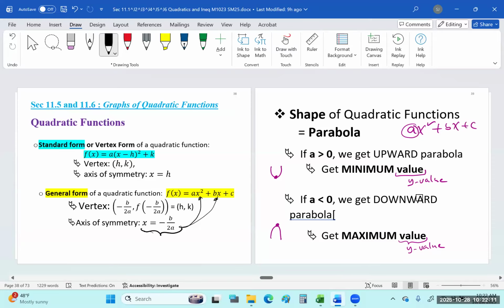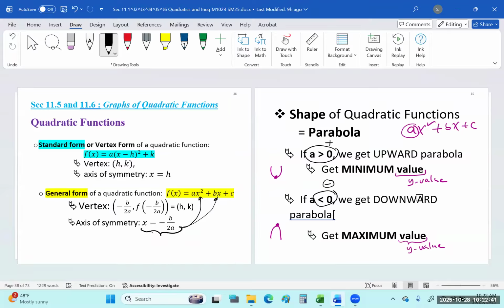Now for the shape, we already know there are two types of shape. One is an upward parabola, one is an upside down parabola. For an upward parabola, the leading coefficient, which is A in front of X squared, is positive. If your A is positive, you have an upward parabola. If your A is negative, you have a downward parabola.